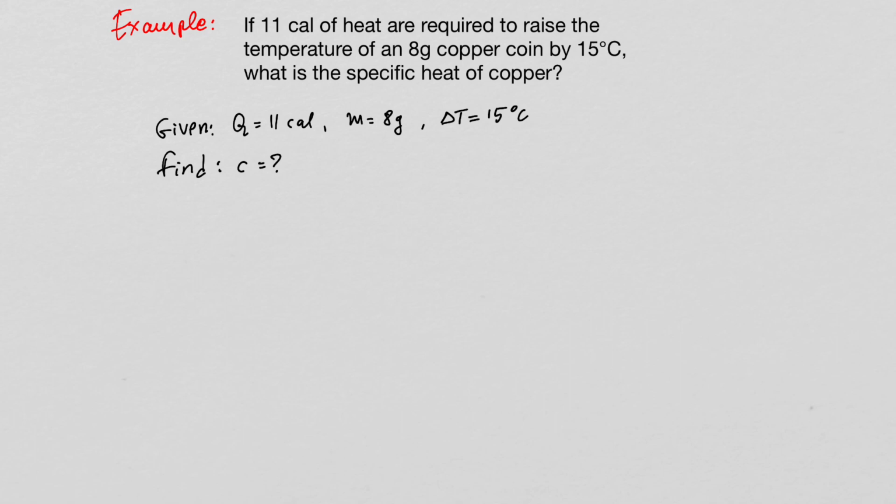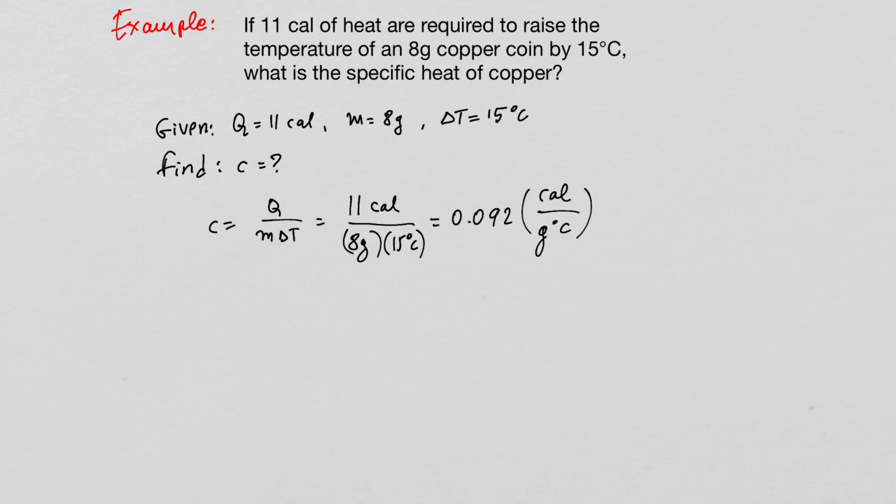So the specific heat is calculated as Q divided by M times delta T. And so let's substitute and see what we get. We get that the specific heat of copper is 11 calories divided by 8 grams times 15 degrees Celsius, or this is 0.092 calories per gram degree Celsius.